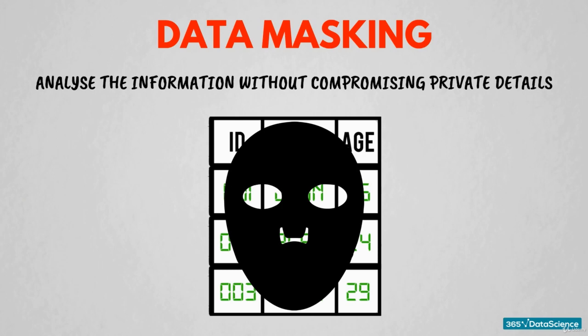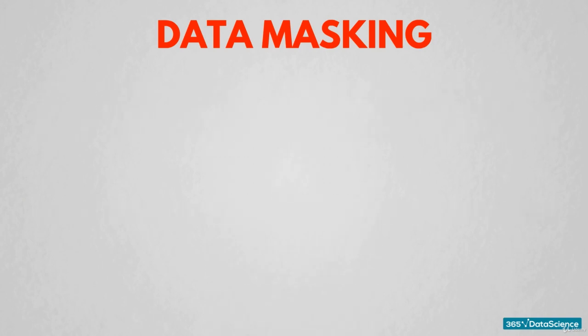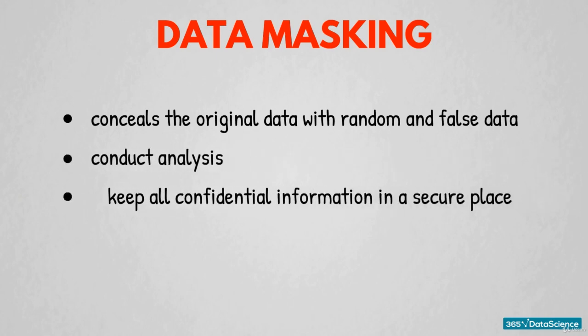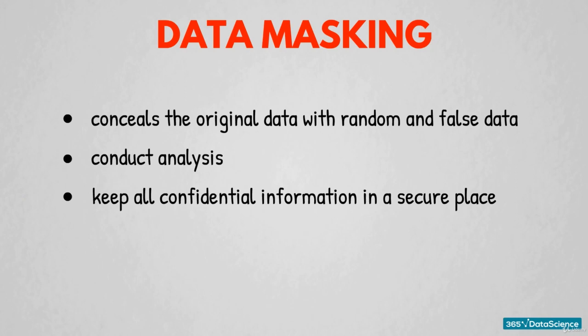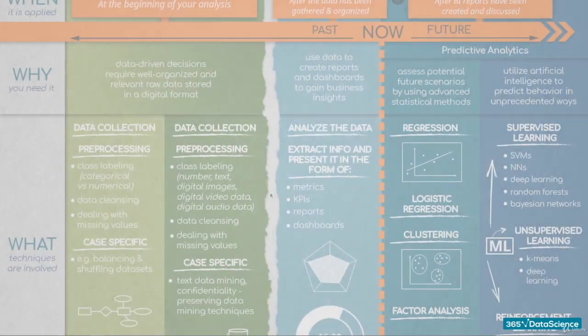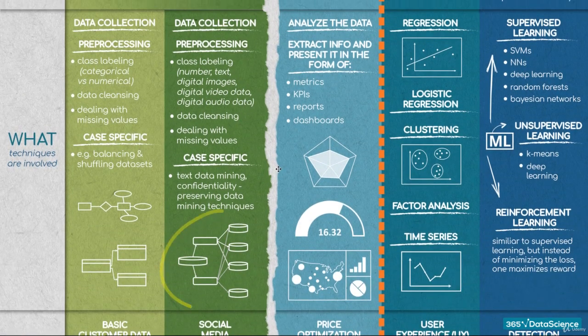Like data shuffling, data masking can be quite complex. It conceals the original data with random and false data, allowing you to conduct analysis and keep all confidential information in a secure place. An example of applying data masking to big data is through what we call confidentiality-preserving data mining techniques. Nice! To conclude the lecture, look at this graph.